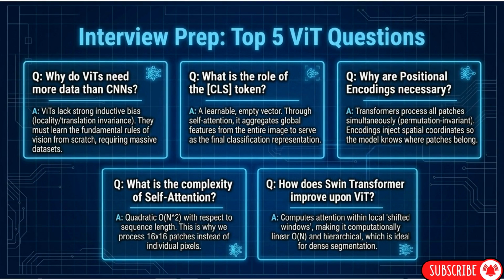Let's close with key interview questions. First, why does ViT split images into patches? Because full pixel-level attention is too expensive. Second, what is the role of the CLS token? It collects image-level information for classification. Third, why is positional encoding needed? Because transformers do not naturally understand patch order.